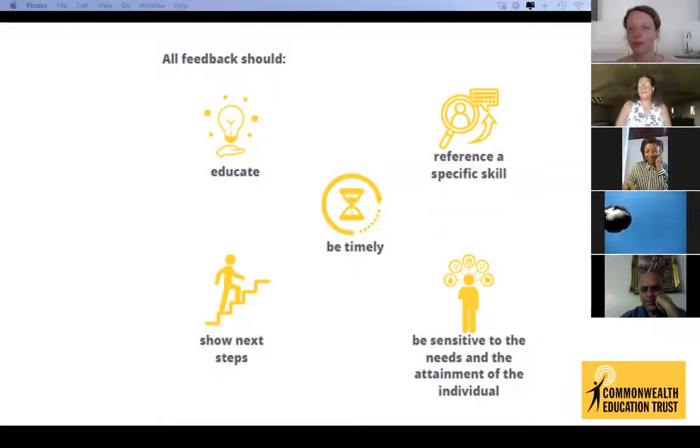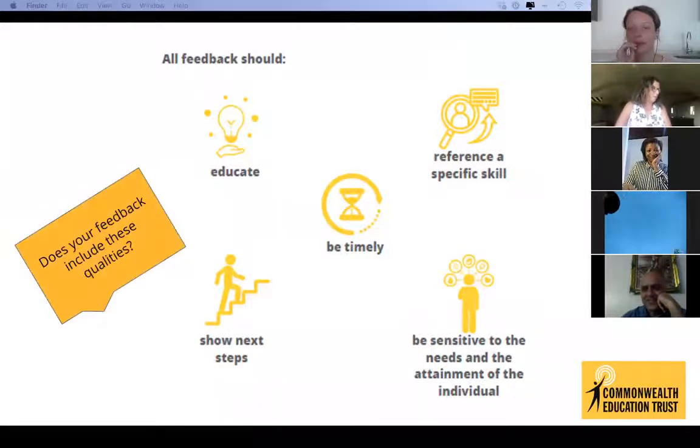So in other words, it needs to take into account what the individual has achieved, the level that they're achieving at, and take that into account. So we'll have a little look a bit further now.